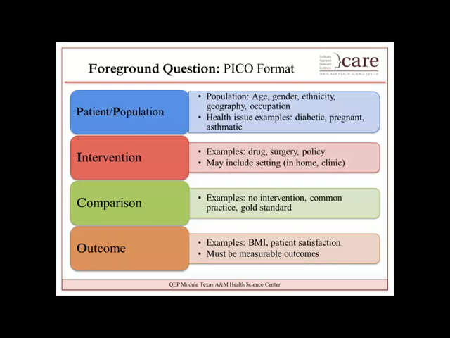Next is comparison. Will you be comparing the intervention to common practice, or perhaps no intervention? Lastly, outcome. Examples include BMI, patient satisfaction, and so on. These are measurable outcomes that would be reported in the literature so that you can compare the interventions and make a decision.